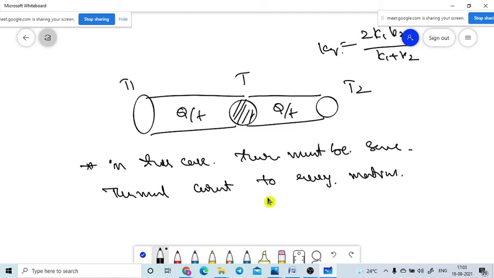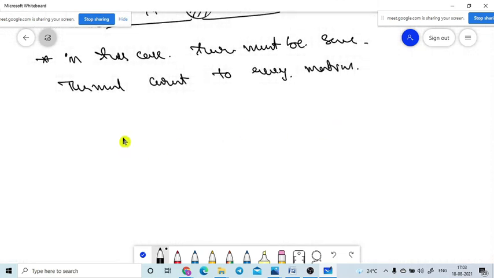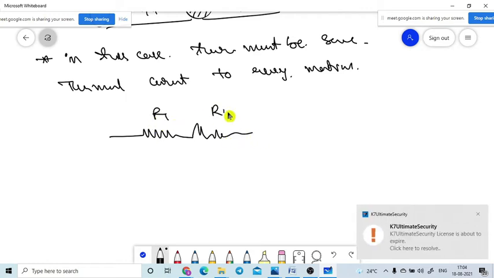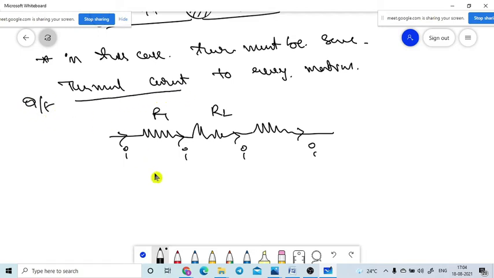If we go to electric current, if resistors are connected in series manner, all resistors must have the same current flowing through them. So they are connected in series: R1, R2 and so on up to Rn, connected like this. The current must be I here, here also I only, here also I only. Every place the current must be the same. In the same manner the thermal current is similar: here Q by T, here Q by T. I use capital Q for thermal current, and small q for electric charge.